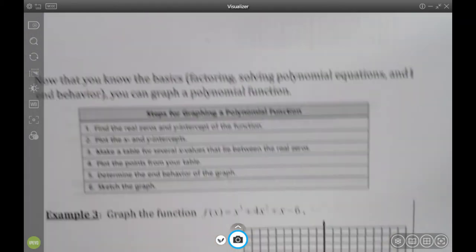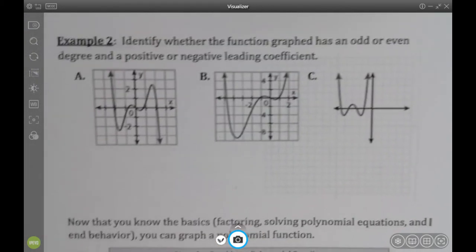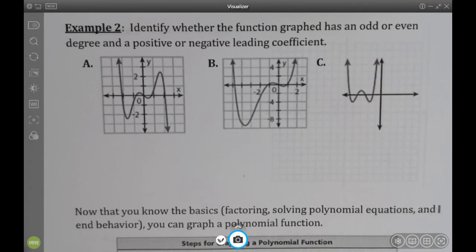All right. So on the next page, it says identify whether the function graphed has an odd or even degree and a positive or negative leading coefficient. So using that table on the left, we're going to figure out if it's positive or negative degree. Nope, positive or negative leading coefficient, or even or odd degree. Oh my god, what? I don't want to. You don't want to? No, I don't want to.